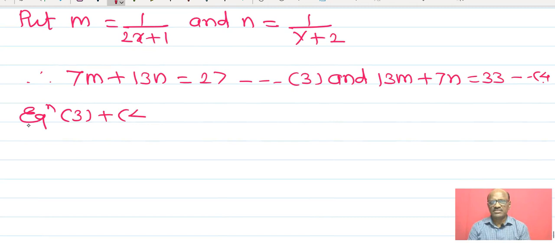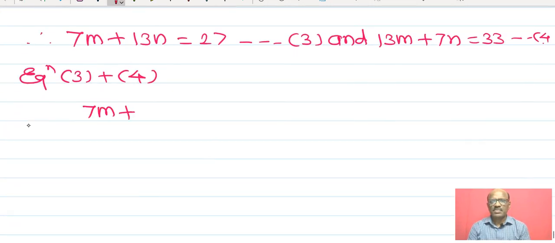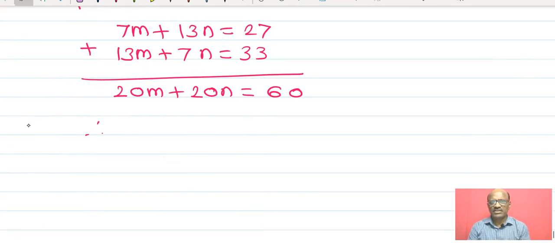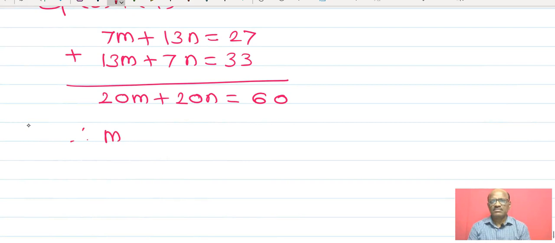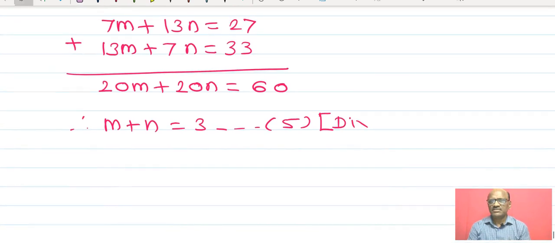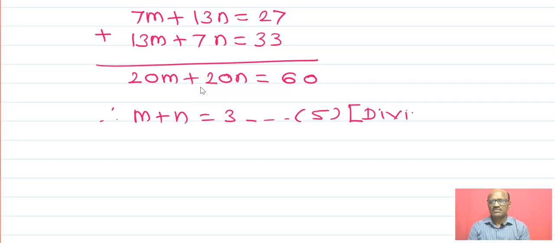Now once you add it and subtract it, therefore 7m plus 13n is equals to 27 and 13m plus 7n is equals to 33. Add these two equations, then you will get 20m plus 20n is equals to 60. Divide on both sides by 20, then you will get m plus n is equals to 3. विस्ताने दोन्ही बाजूला भाग देणार आपण. This is equation number 5, by dividing on both sides by 20.